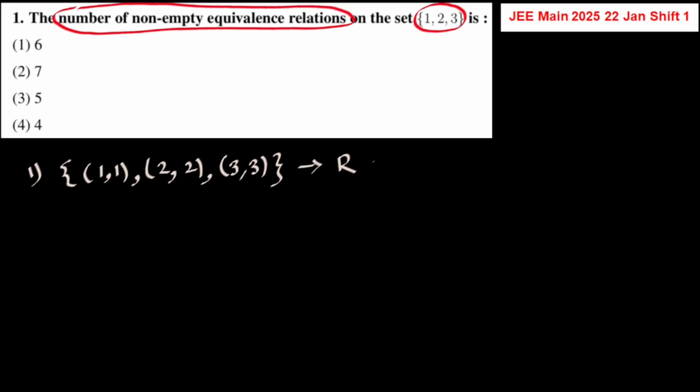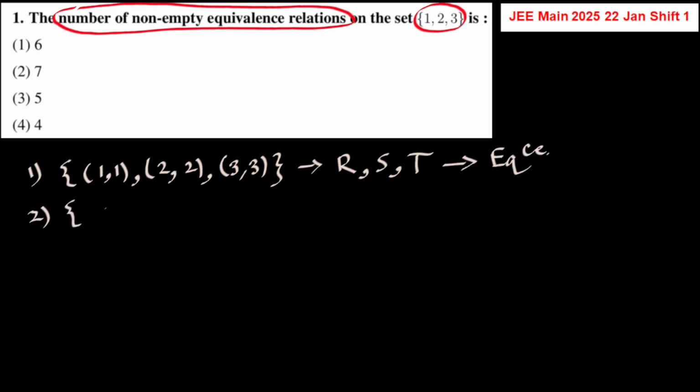Here we have to find the number of non-empty equivalence relations on the set {1, 2, 3}. Following will be the number of non-empty equivalence relations. The first relation, which is reflexive, symmetric and transitive, hence equivalence.